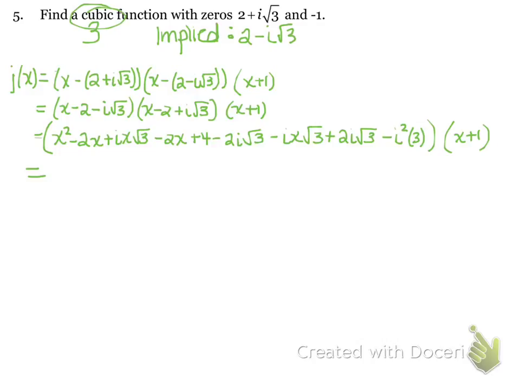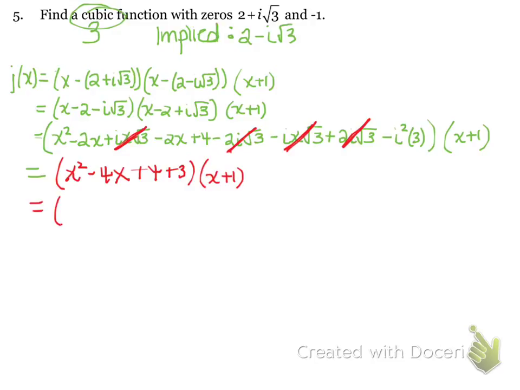So when I cancel things out, I cancel out ix root 3 and negative ix root 3, negative 2i root 3 and 2i root 3. So this gives me x squared minus 4x plus 4, and then it's going to be plus 3 times x plus 1. And real quickly, I'm just going to add the 4 and 3 and get my 7.